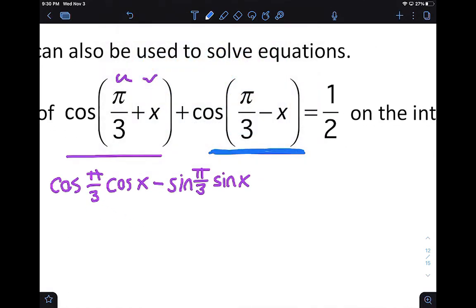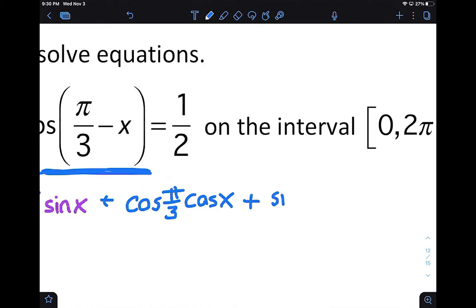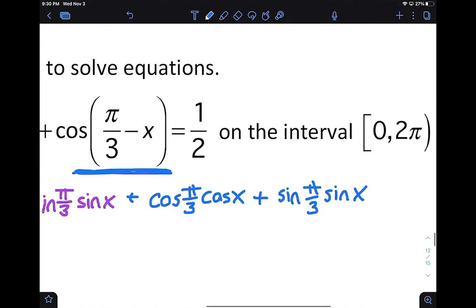This part that's in blue is very, very similar. Notice that this will be plus, and then this will be cosine pi over 3, and then cosine x. And then this one will have a plus instead, and then we'll go sine of pi over 3, and then sine of x. Just like that.